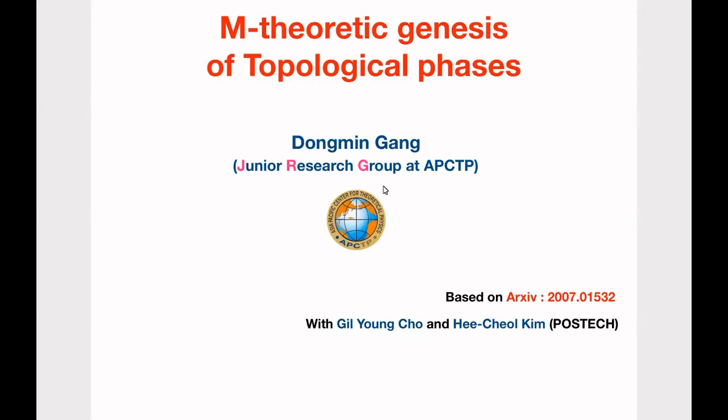I'm now a junior leader at the APCTP in Korea. So this work is based on my recent work with Gil-young Cho and Hee-chul Kim. Both of them are professors and postdocs. So we share the same building, the same campus. So we usually have dinner and lunch together, and we often discuss physics. And this is how we started to collaborate on this project.